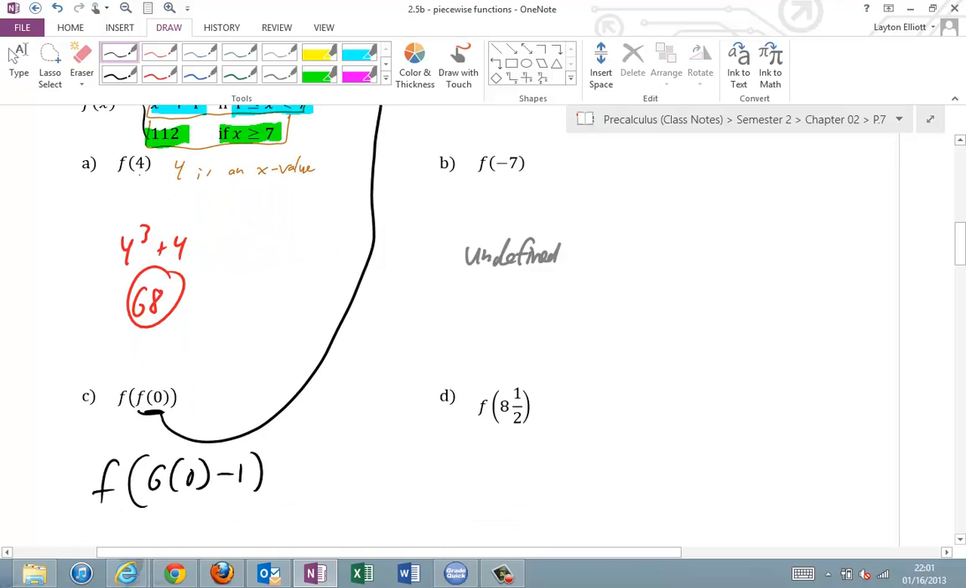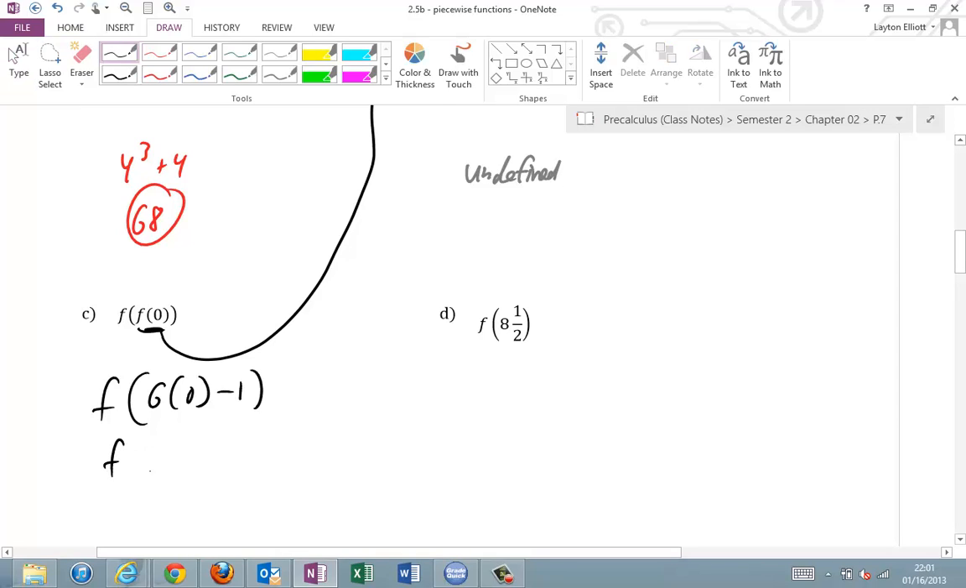Okay, 6 times 0 minus 1 is negative 1. So then we're left with f of negative 1. So I'm just following order of operations. I did this part first. f of 0 was negative 1. And now I'm going to do f of negative 1.